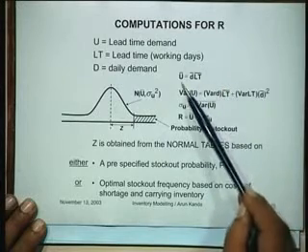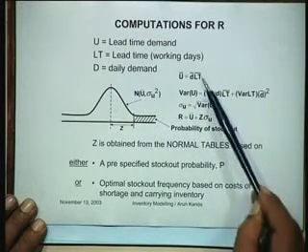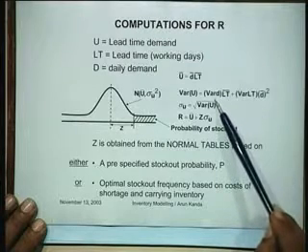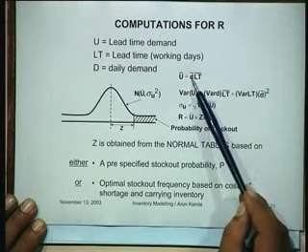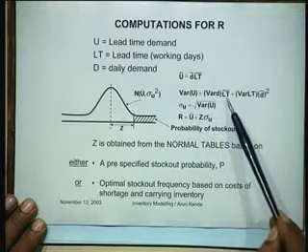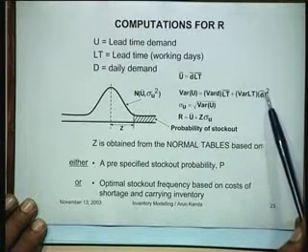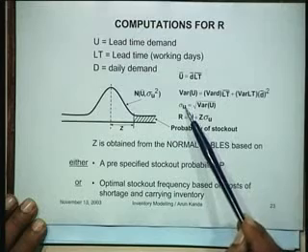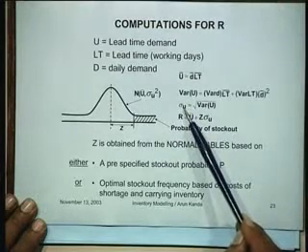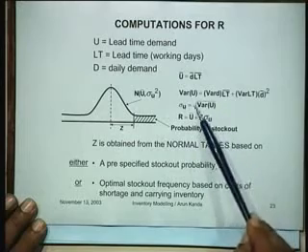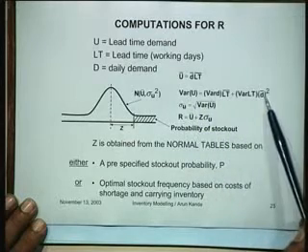So the variance of U will be equal to the variance of D multiplied with LT bar, plus the variance of LT into D bar, whole square, and therefore sigma U, which is the standard deviation for the lead time demand, will then be the square root of this particular value which we have just computed.